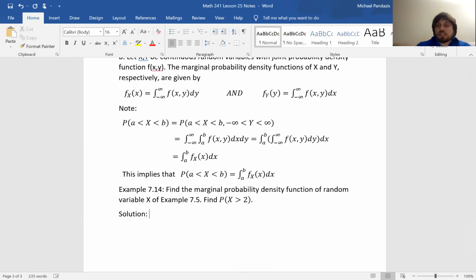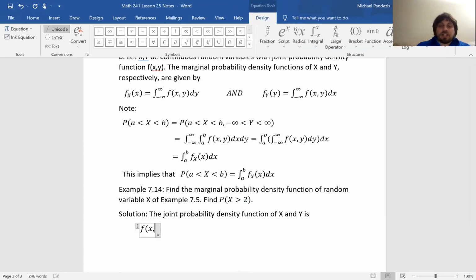Okay. Solution. The joint probability density function of x and y is f of x comma y, which is equal to e to the negative x times e to the negative y for x greater than 0, y greater than 0. And it's 0 elsewhere.